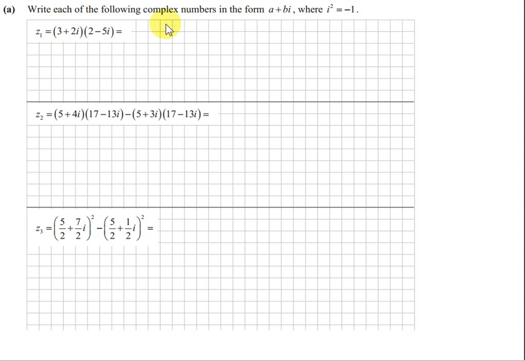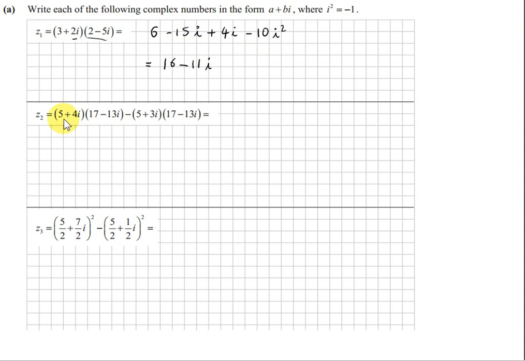Write each of the following complex numbers in the form a plus bi, where i squared is minus 1. Well, this is straightforward. We multiply the 3 into 2 minus 5i to get 6 minus 15i. Then we multiply minus 2i into 2 minus 5i to get plus 4i minus 10i squared. i squared is minus 1, so we multiply minus 10 by minus 1 to get plus 10. Plus 10 plus 6 is plus 16. Minus 15i plus 4i is minus 11i.